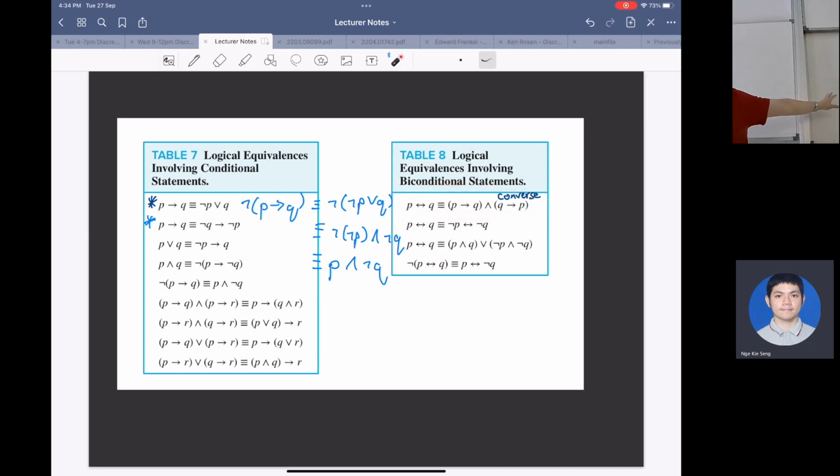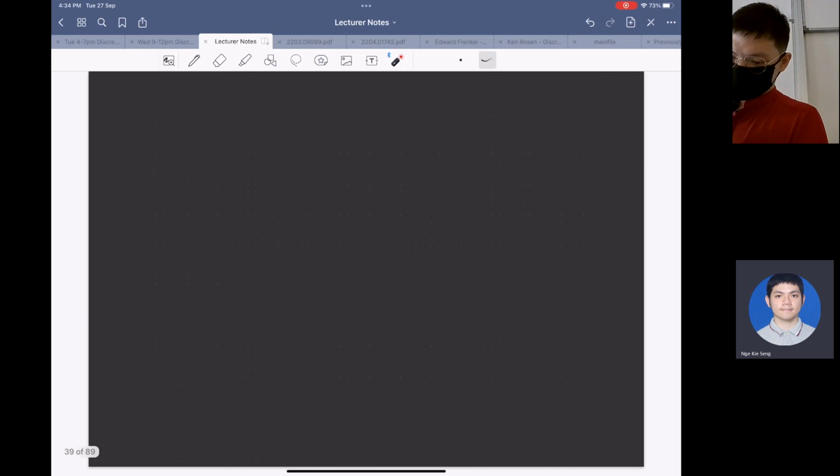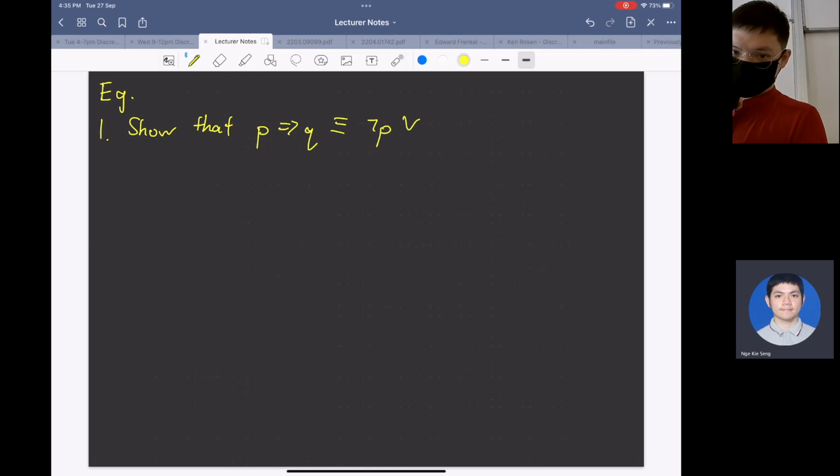Using the tautology method, and then the others are the derivation. You should try it in your free time. Okay, let's do an example. Show that P implies Q is logically equivalent to not P or Q.